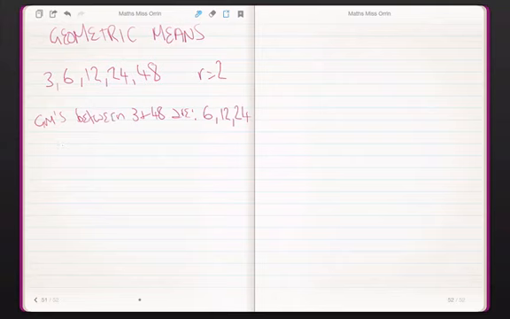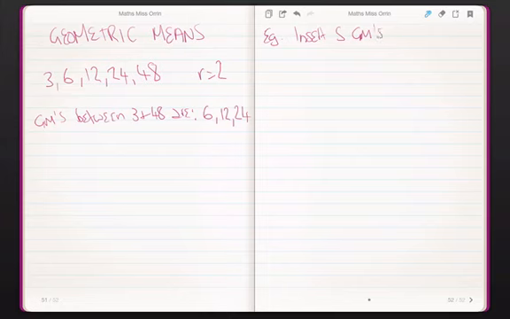All right, let's do an example. Okay, for example, we're going to say insert 5 geometric means between these two numbers. So between 1/8 and 8. All right, so what we want to do is insert 5 numbers in between that have a common ratio.